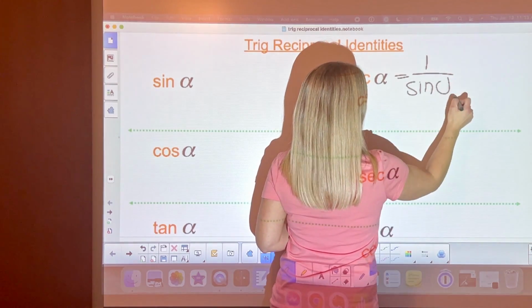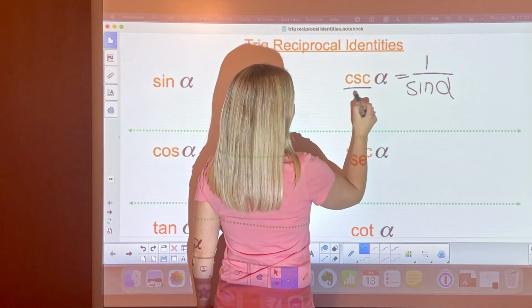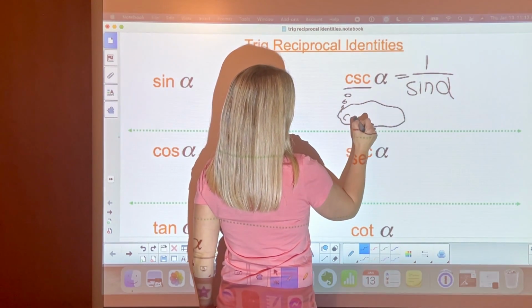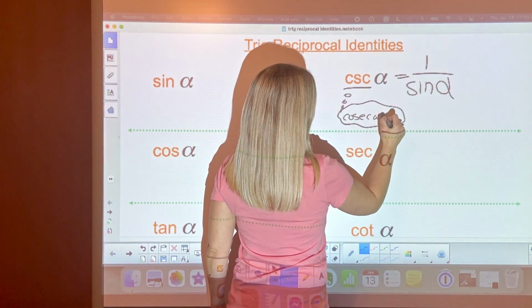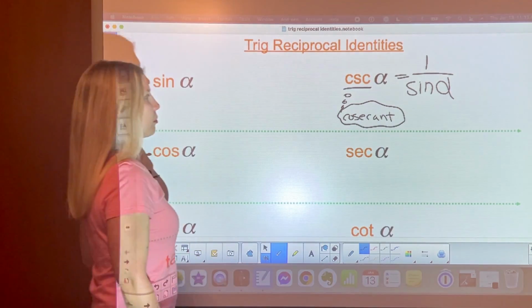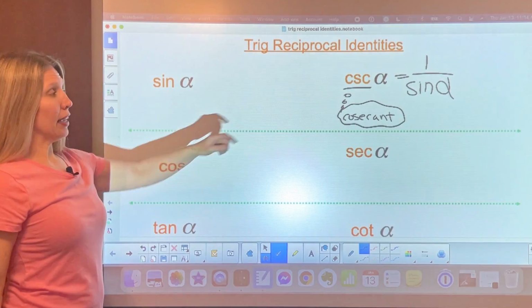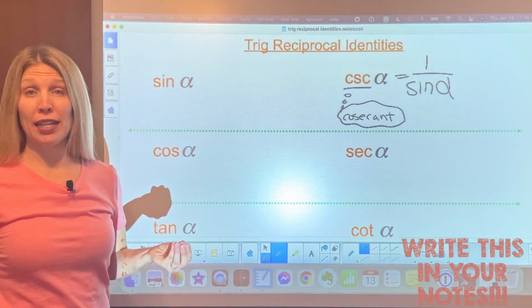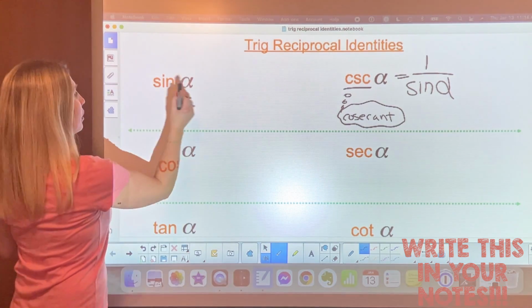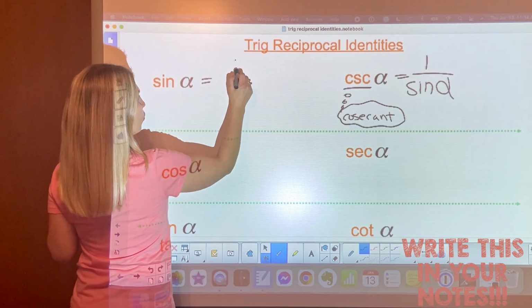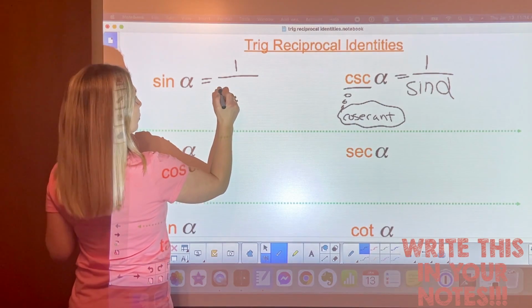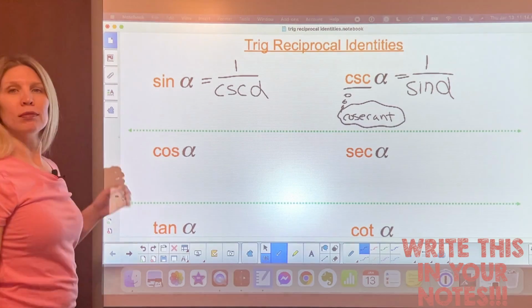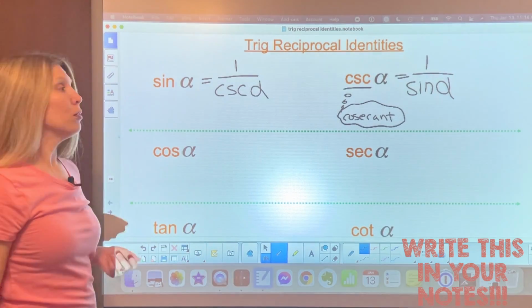So here's sine of alpha. And this CSC, I'm going to put in a thought bubble here, stands for cosecant. So cosecant is 1 over sine. That is your reciprocal identity, which means over here, sine actually equals 1 over cosecant, and this is that alpha letter to represent an angle.